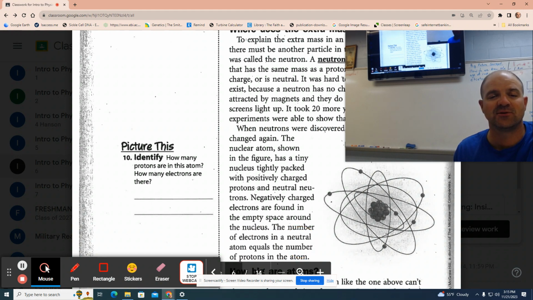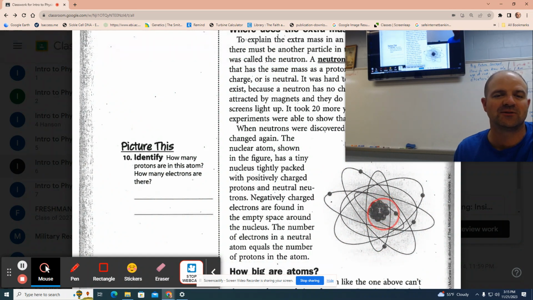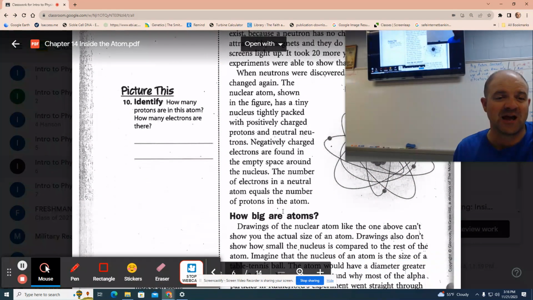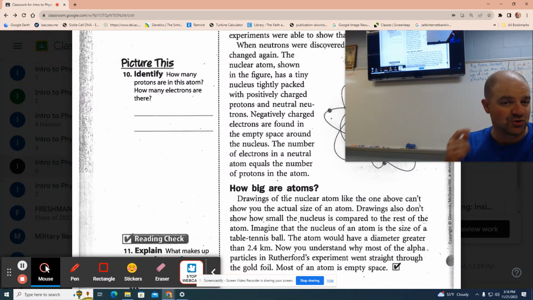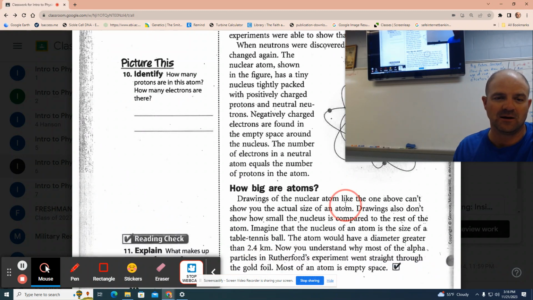So here we have the electrons flinging around. You could use the word orbiting, but that's not really correct, around this nucleus. And of course, this is not to scale, which is what we're about to read next. How big are atoms? Drawings of the nuclear atom, like the one above, can't show you the actual size of an atom.